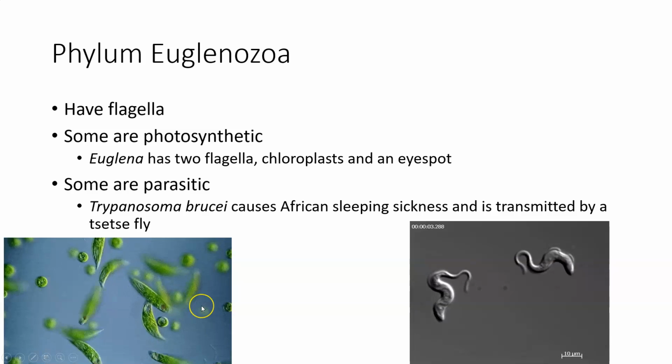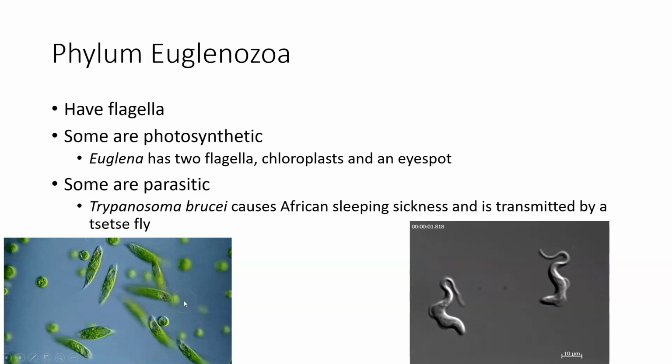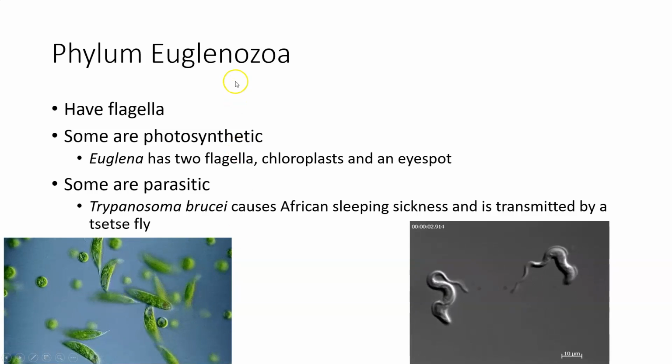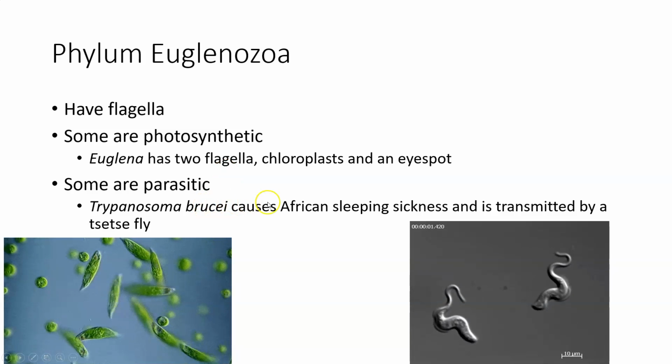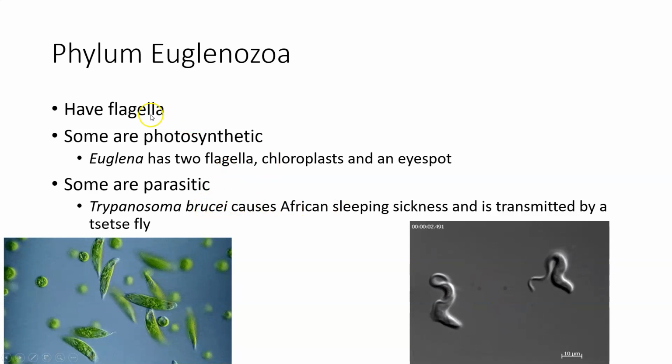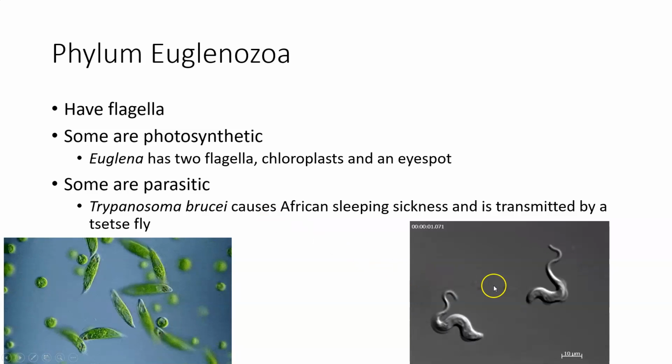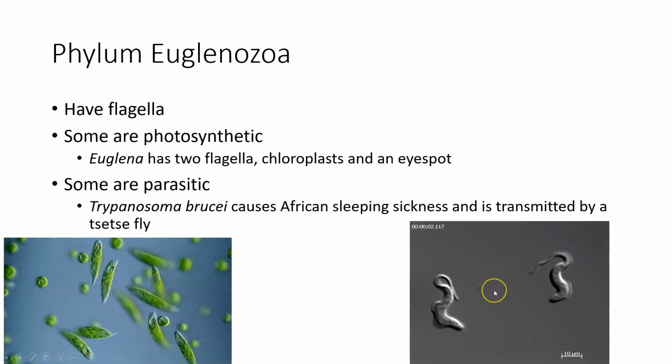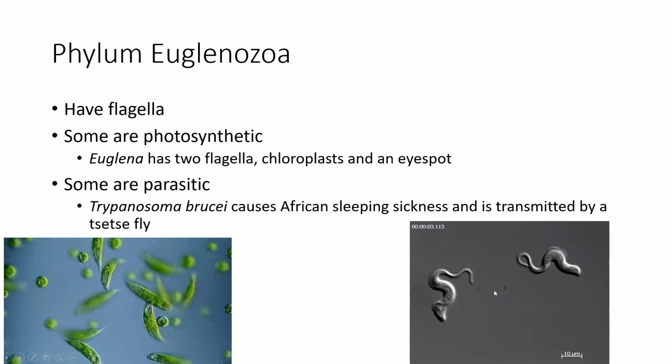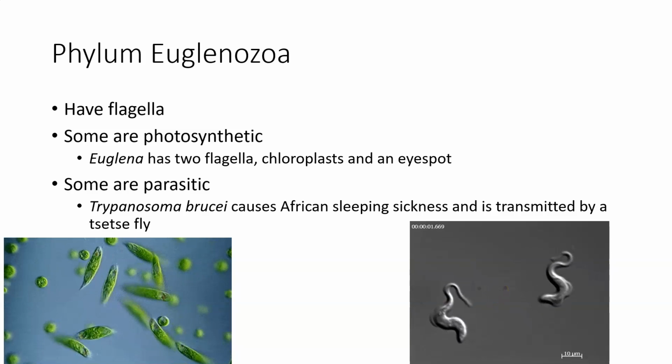And for Euglena specifically, it can be photosynthetic. Now, for Trypanosoma, same kingdom, Protozoa, same phylum, Euglenozoa, but its characteristic is that not only does it have flagella, it's a parasite. This one is a parasite of human beings. What will happen, and it only occurs in Africa, sub-Saharan Africa.